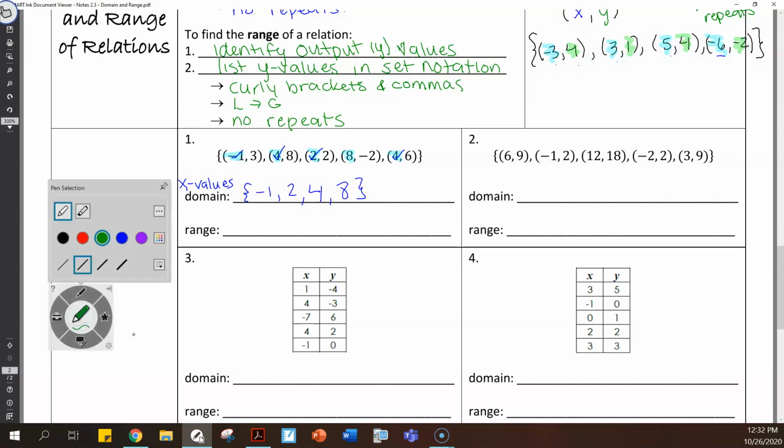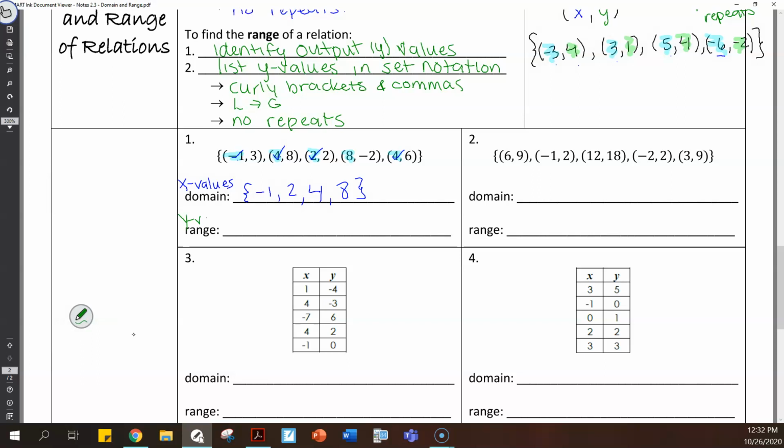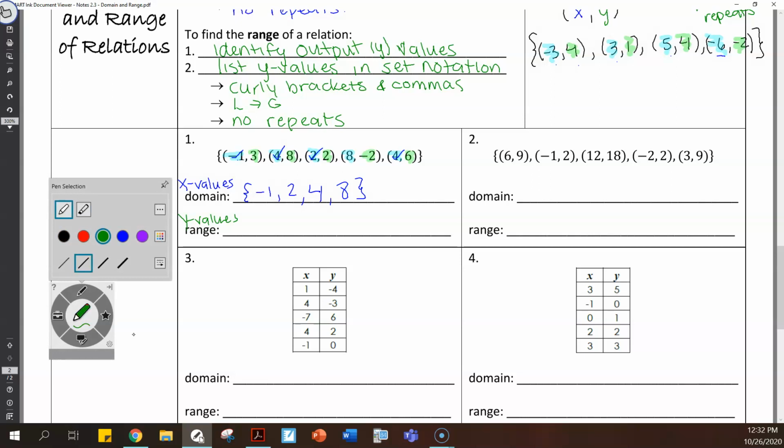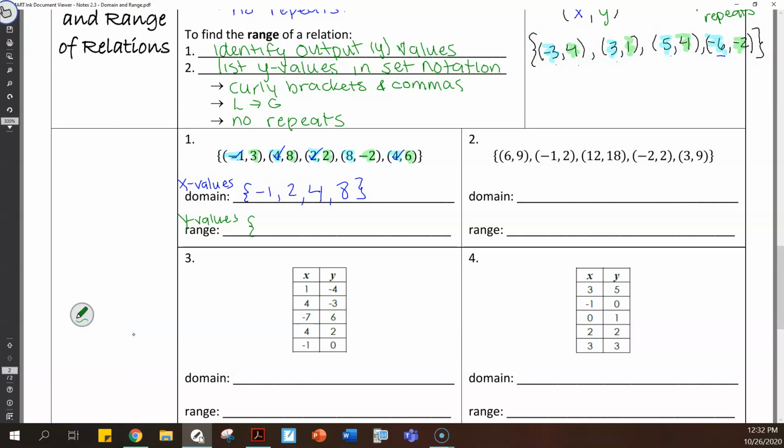For my y values in my range, I'm going to look at my second number: 3, 8, 2, -2, and 6. Again, I'm going to write them in set notation, so I've got curly brackets. I start with the least number, in this case that's -2, followed by 2, 3, 6, and 8. This one doesn't have any repeats, so I'm good to go there.